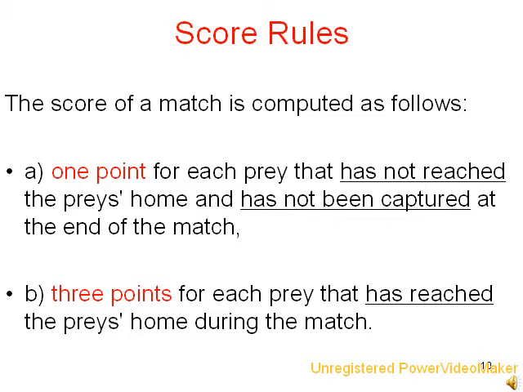The score rules. The score of a match is computed as follows: 1 point for each prey that has not reached the prey's home and has not been captured at the end of the match. 3 points for each prey that has reached the prey's home during the match.